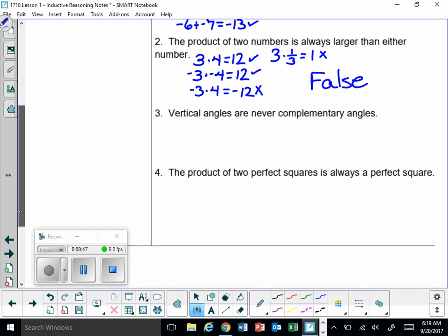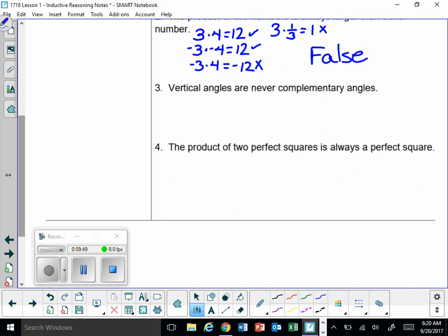Vertical angles are never complementary angles. Vertical angles, let me draw some vertical angles here. Okay, is there a way to make these complementary? Complementary has to add up to 90 degrees. Vertical angles have to be congruent. So 90 divided by 2, if I make each of these 45 degrees, this is a false statement.